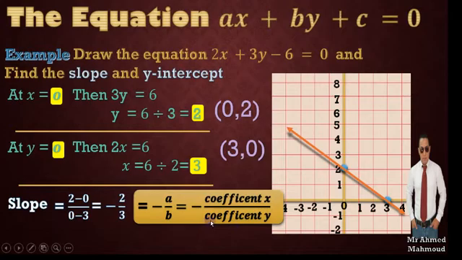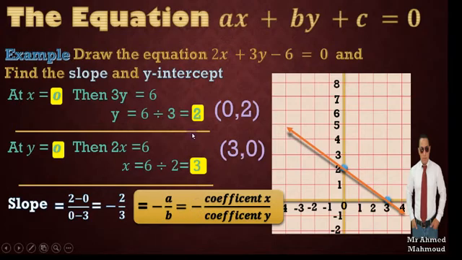This is the first rule in this lesson. If we have this equation, then the slope equals negative a over b, or negative coefficient x over coefficient y, and we are going to solve problems by using this rule.